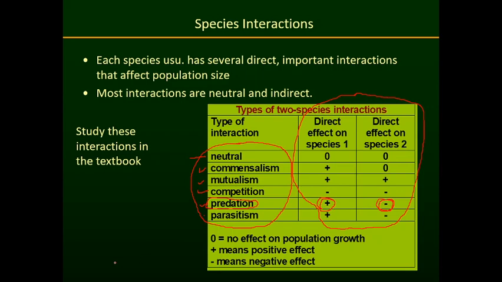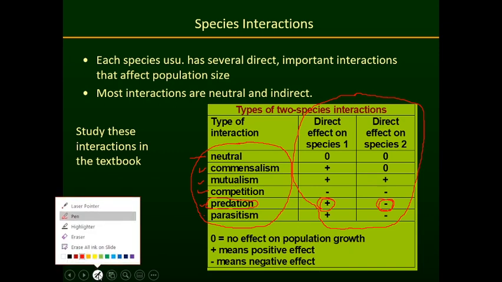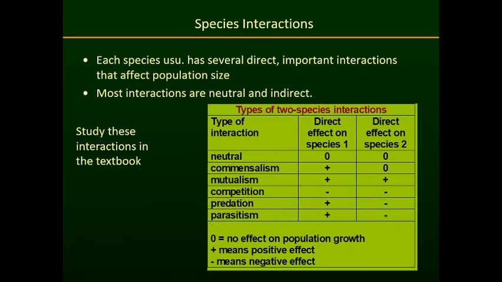Similarly, parasitism is the same way. Good for the parasite, bad for the host. All right. Mutualism, good for the bee, good for the flower. So that's what the positives and negatives mean. You'll need to study some of this on your own. I'm going to pull out three of these types of interactions: competition, predation, and parasitism, and we're going to use those as examples in this video lecture.